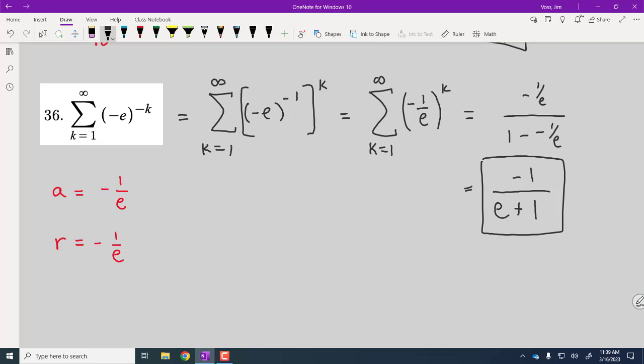So notice that the sum of this series is negative. Because the common ratio is negative 1 over e, the terms are going to alternate in signs. The first term is negative 1 over e. The next term is going to be positive 1 over e squared, and then negative 1 over e cubed. Because the first term is negative, and it's the biggest term in magnitude, that's why we end up with a negative persisting all the way through.